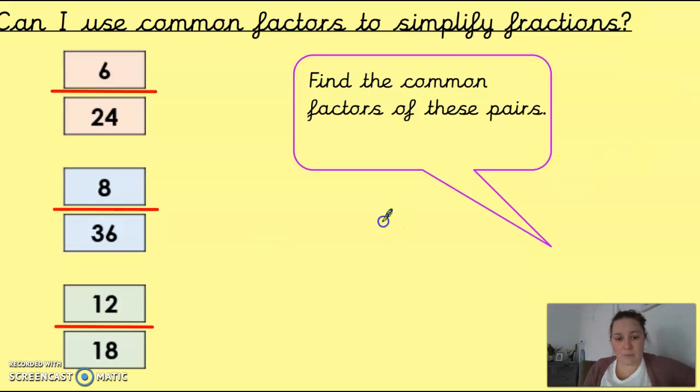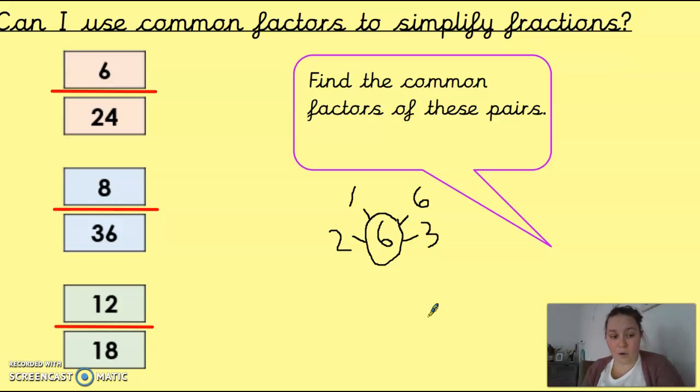If you've forgotten, we can use a factor bug like this. If I'm doing my factors of 6, every number has factors of 1 and themselves. And then we go along 2. Is 6 in the 2 times table? Yes, it is. It's 2 times 3. And then I'll get to 3 and I'm finished. So pause me here and try to do factor bugs for all of those.